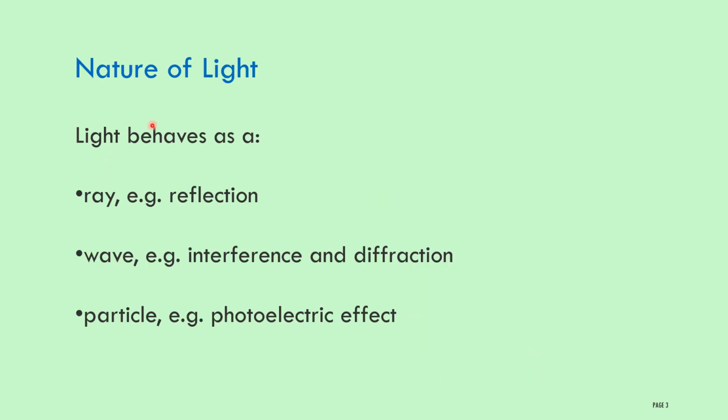Nature of light, how the light behaves. Light behaves first as a ray, in which case it gets reflected. Then it behaves as a wave; you can observe, for example, interference and diffraction. Third, light behaves as a particle, for example the photoelectric effect. Let us discuss the nature of light in detail.